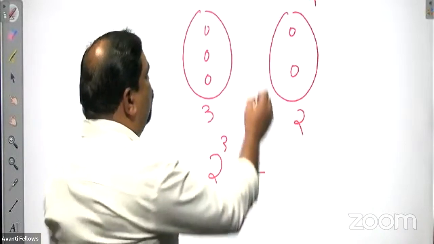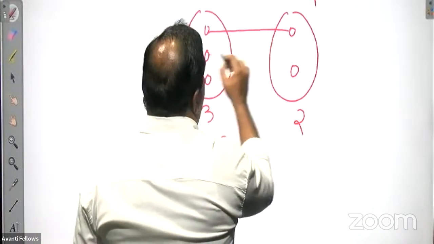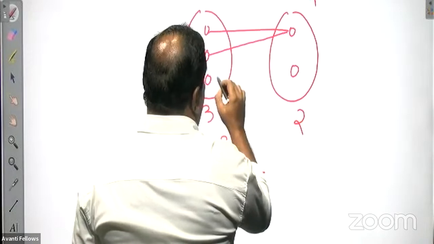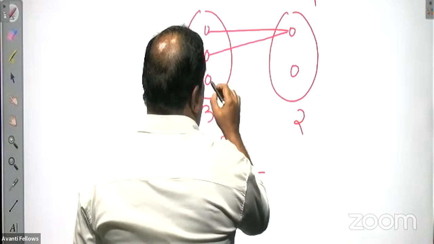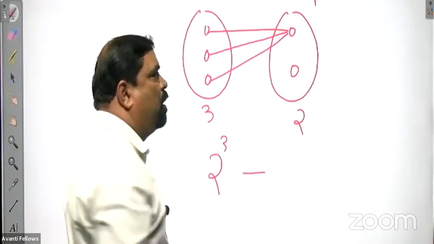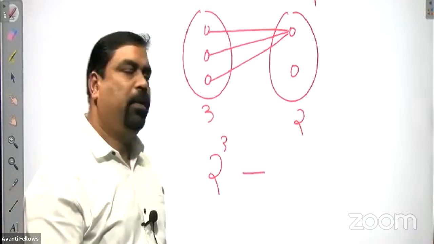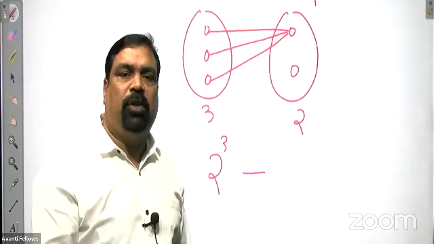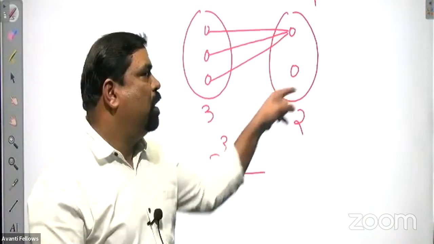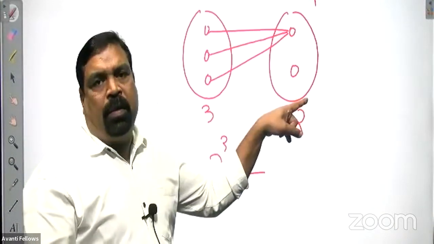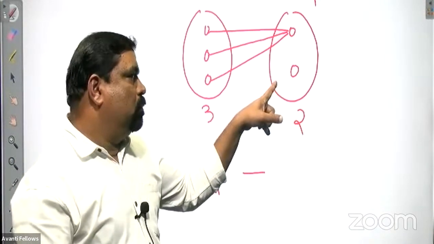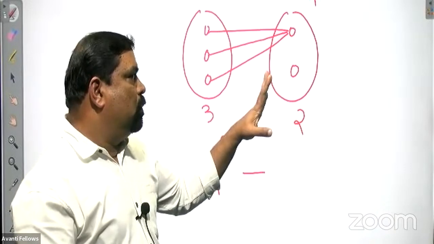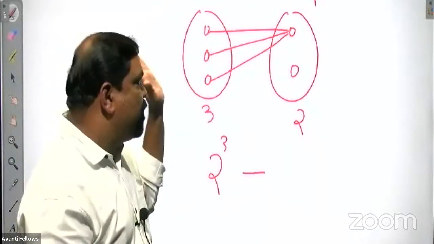One will be like this. All elements can be mapped to the first element. One free element we need. Onto means every element must have a pre-image. Sorry, onto means every element must have a pre-image.